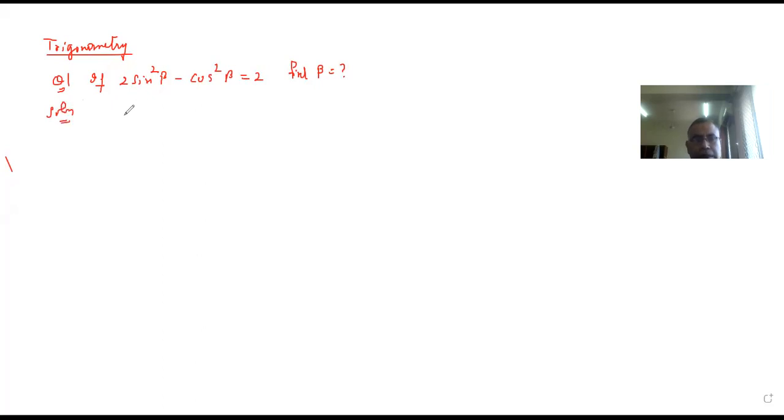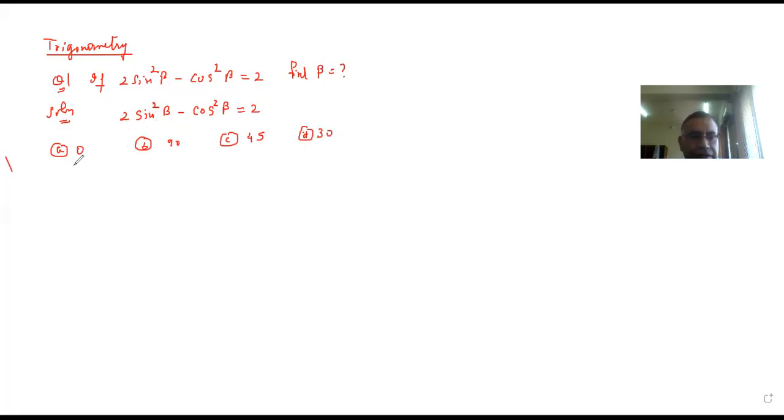Now look, the solution of this question: 2 sine square beta minus cos square beta, which is 2. Now the options he has given me are 0, 90, 45, 30. So in this type of question, just substitute the value and see whether the left hand side is equal to the right hand side.